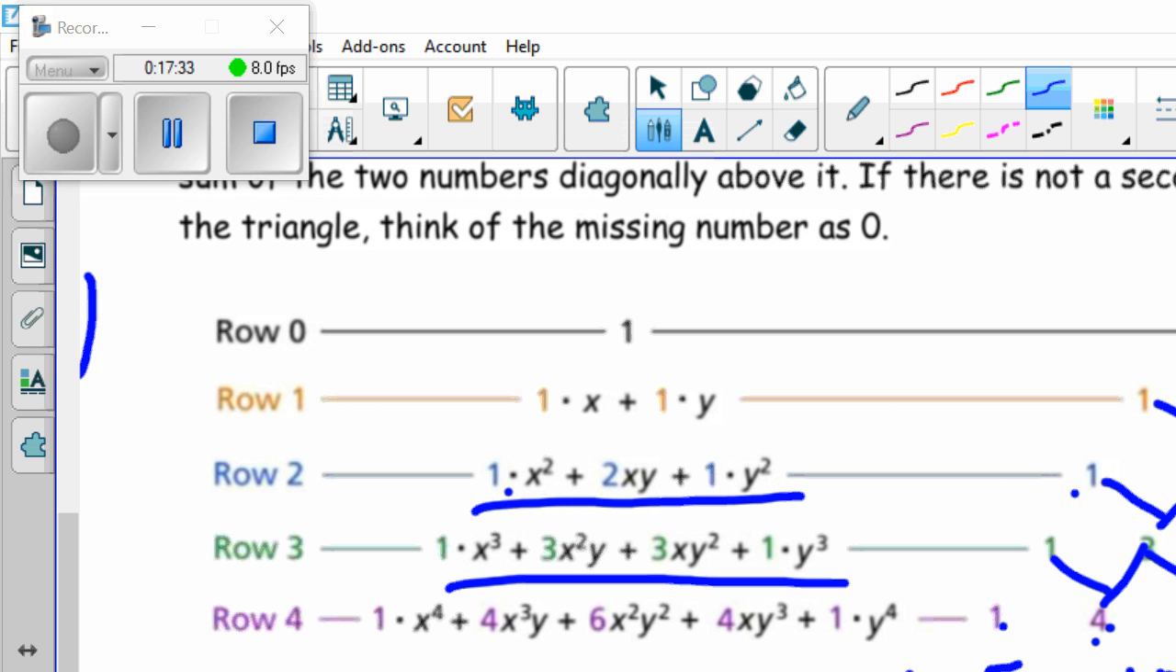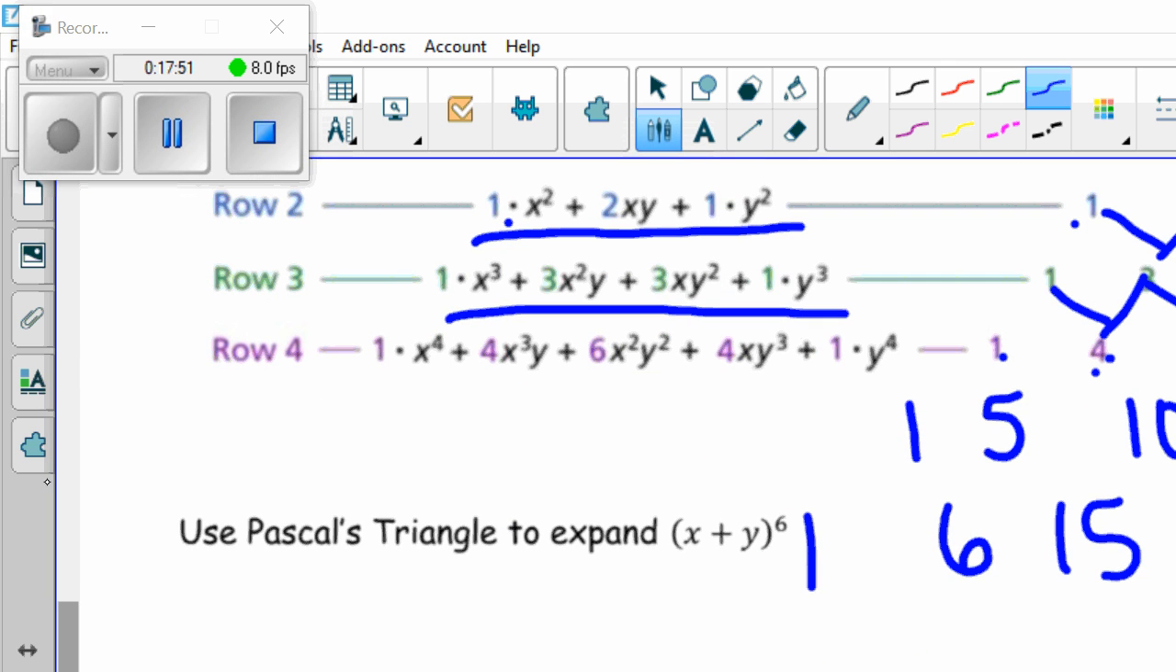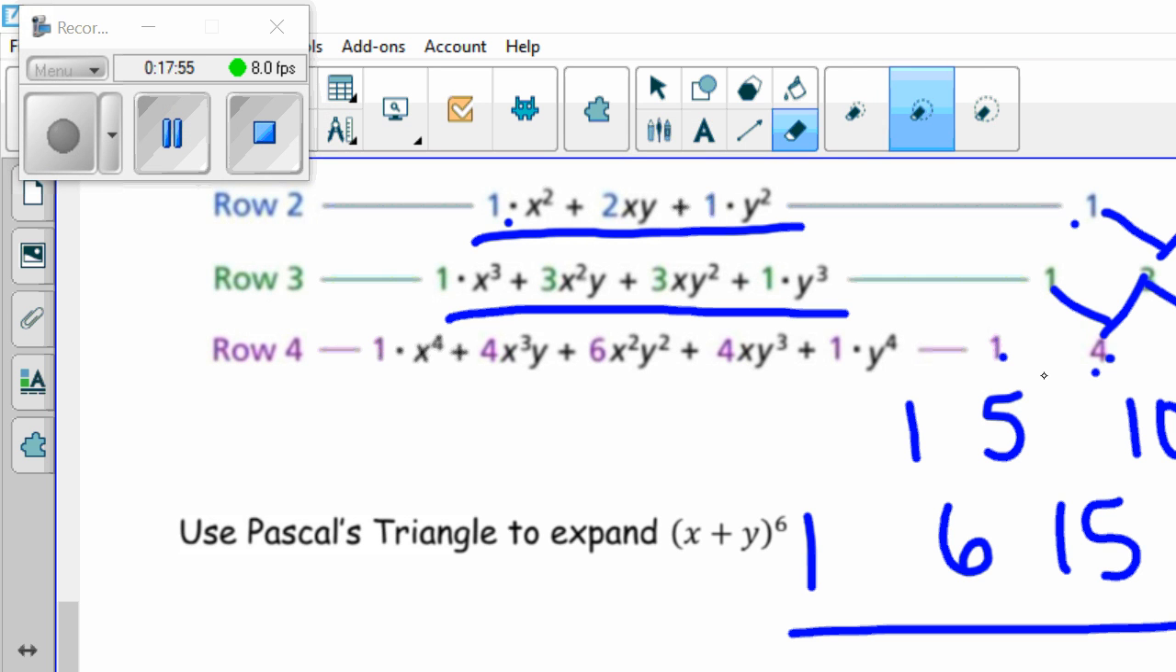So now I can do x plus y to the 6th power. So I have my 1 out here. 5 plus 1 gets me 6. 5 plus 10 gets me 15. 10 plus 10 gets me 20. 10 plus 5 gets me 15. 5 plus 1, 6. And then my 1 out here on the end. So this is going to be my expansion. And again, we kind of lost that 1 out there. Let's rewrite that. Here's my 1. So these are my coefficients.